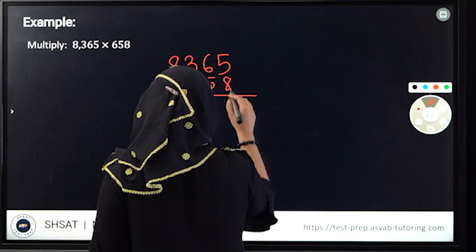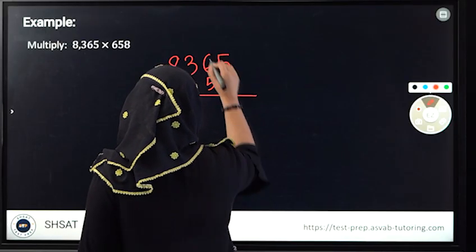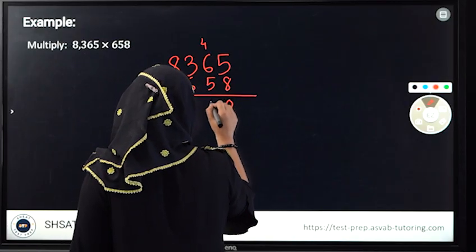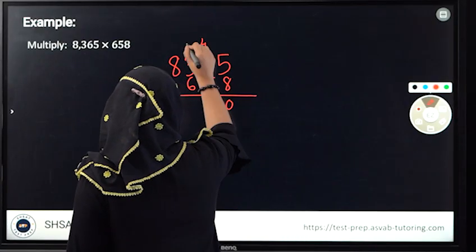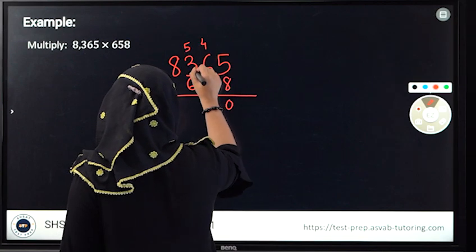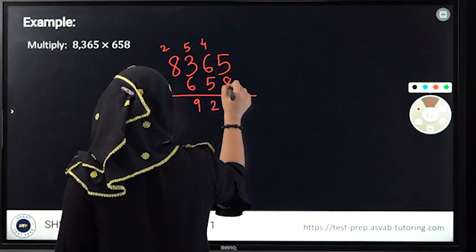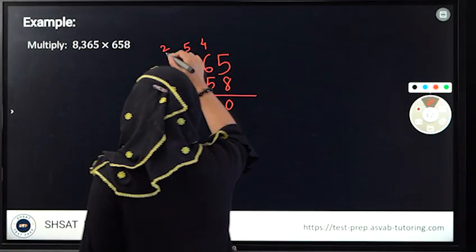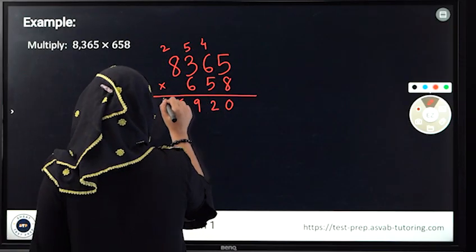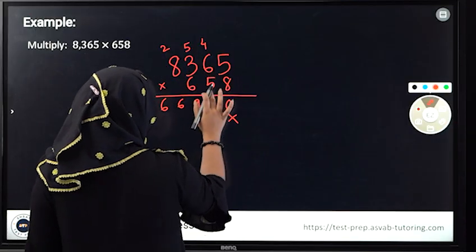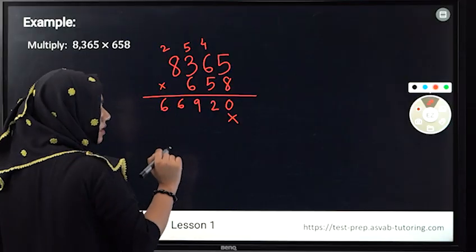So that becomes 5 times 8 is 40, carry the 4. 8 times 6 is 48 plus 4, 49, 50, 51, 52, carry the 5. 8 times 3 is 24 plus 5, 29, carry the 2. 8 times 8, 64 plus 2 is 66. Put a cross sign.